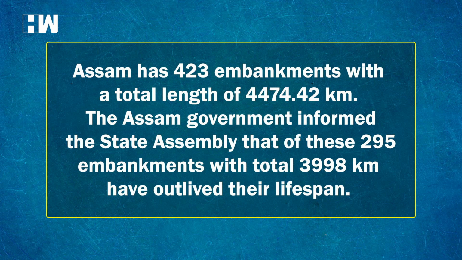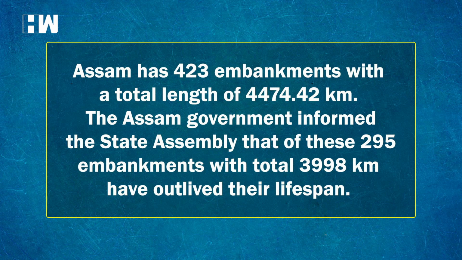Now, let us understand the core problem of Assam. The core problem of Assam is, according to the Rashtriya Bar Ayog, National Commission of Floods, Assam has 423 embankments. Embankment means walls built around the banks of the river, or mounds of earth created around the banks of the river, or stones kept around the banks of the river to ensure that the river doesn't flood into the land. I will repeat myself. According to the National Commission of Floods, Assam has 423 embankments with a total length of 4,474.42 kilometers.